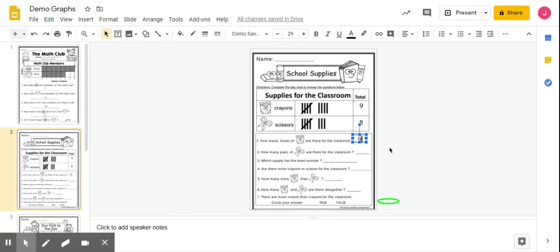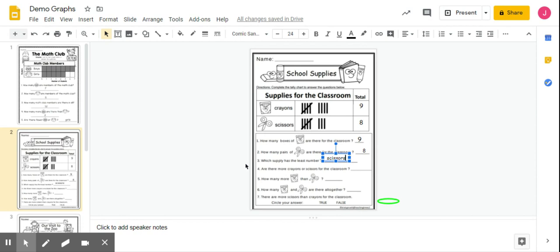Now, question 2 says, how many pairs of scissors are there in the classroom? And we have 8. Now, it said, which supply has the least number? So the smaller number, and that would be scissors because 8 is less than 9. And I'm spelling scissors correctly because it's already in my graph.